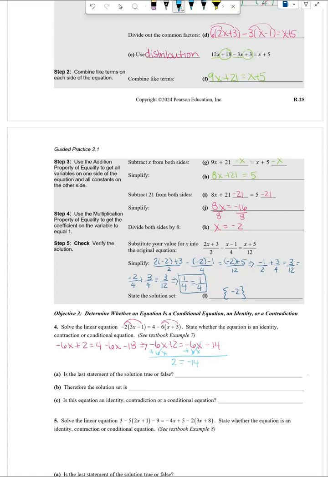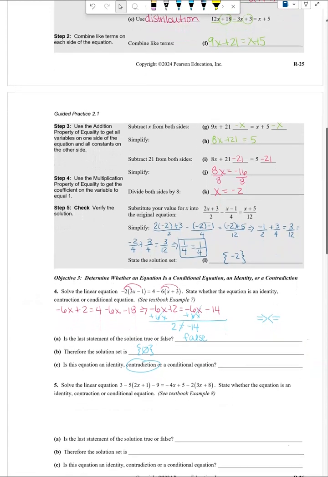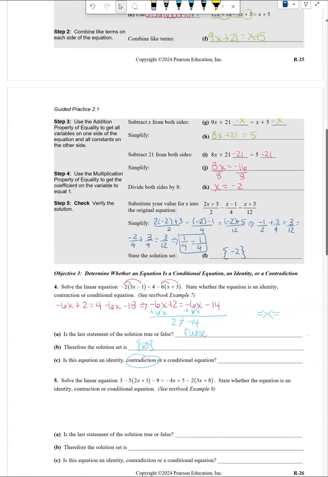Is that a true statement or a false statement? It's a false statement. So if it's false, that means our solution set is the empty set. That's no good. And this equation is a contradiction, right? Because it definitely contradicts itself. 2 is not negative 14. This is how you write contradiction, in shorthand. Okay, let's do the next one.